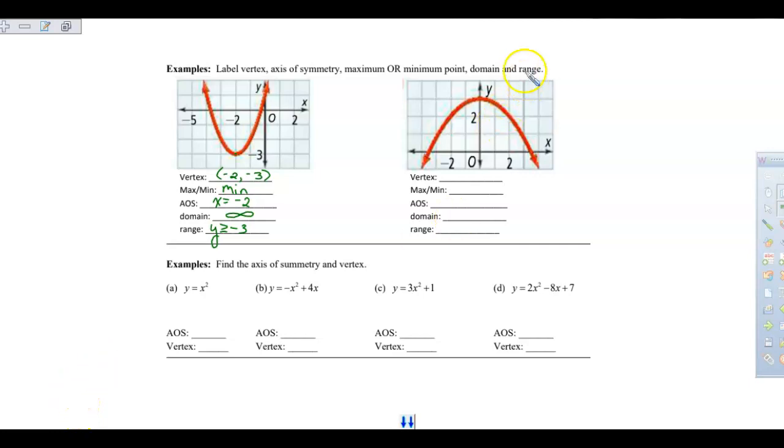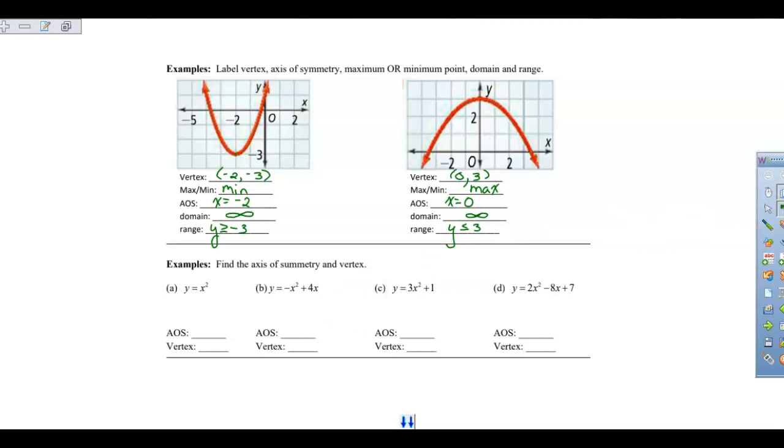Okay, take a look at the next one. This parabola opens down. The vertex is at (0, 3). It has a maximum because it opens down. The axis of symmetry in this case is where x is 0, or you could say the y-axis. The domain, again, is all real numbers or infinite answers. And the range would start at 3 and go down, so y is less than or equal to 3.